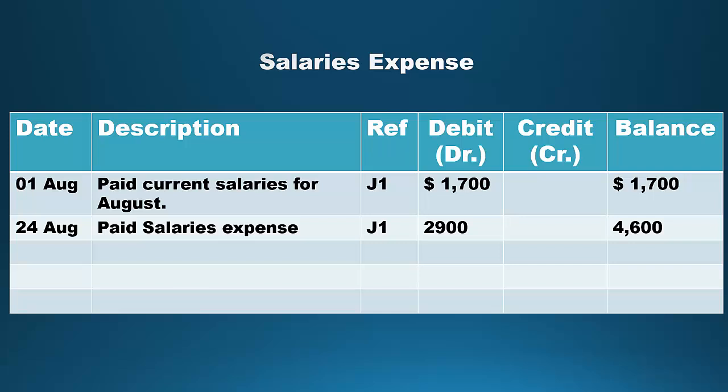Posting to the ledgers, salaries expense ledger. 1. Date, write the date, August 24. 2. Narrative, add the narrative: Paid salaries for the current payroll period. 3. Reference, include the journal reference, J1. 4. Amount, enter $2,900 in the debit column. We debit salaries expense because this cost is increasing, and increases to expenses are recorded on the debit side.